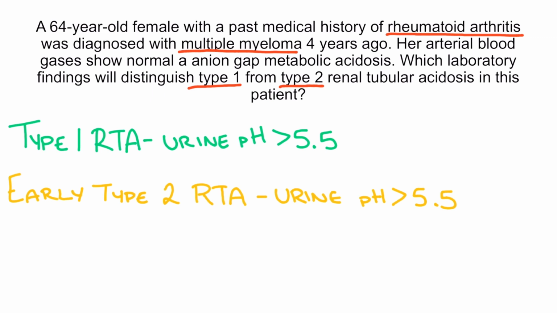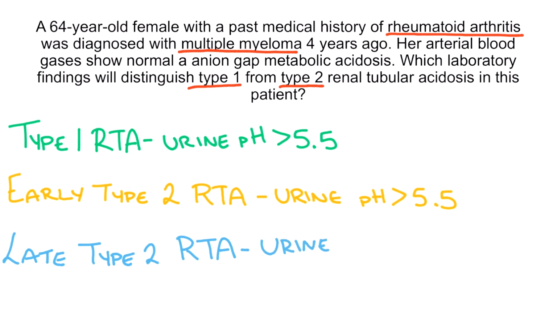However, when patients seek medical attention, usually in the later phases of type 2 RTA, the plasma bicarbonate levels are already depleted, but urine acidification is still intact.